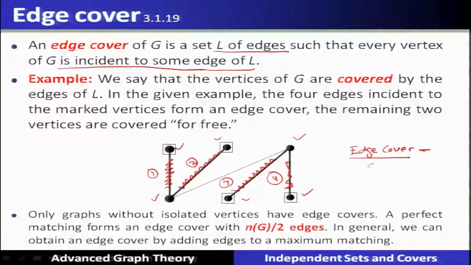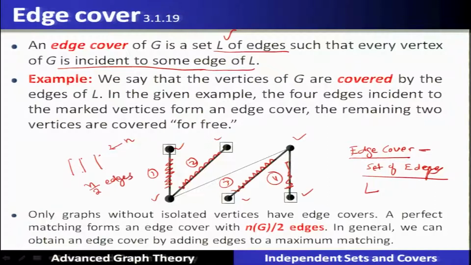So, edge cover is the set of edges in the graph and is represented by capital L. When there is a perfect matching, meaning all the vertices on both sides are saturated, then if the graph has n vertices, the size of the edge cover will be n by 2 different edges, which will give a perfect matching.